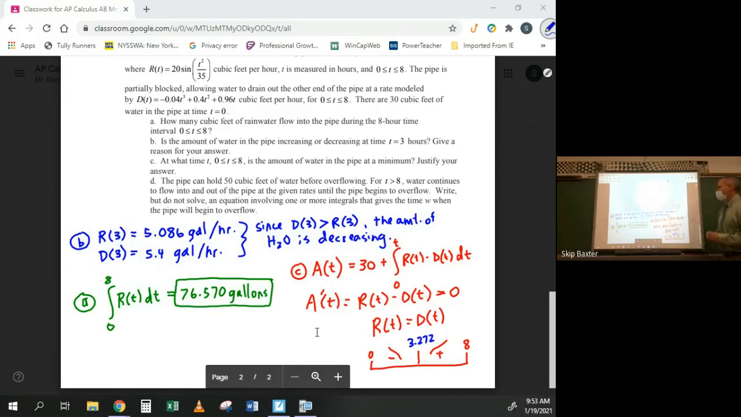Okay? And then part D. It says the pipe can hold 50 cubic feet of water before overflowing. For t greater than 8, water continues to flow into and out of the pipe at the given rate since the pipe begins to overflow. But do not solve an equation involving one or more integrals that gives the time w when the pipe will begin to overflow. So here, this is the amount of water in the pipe. Just set this equal to 50, and that will give you the amount of time it'll take before the pipe begins to overflow, if you could solve it somehow.